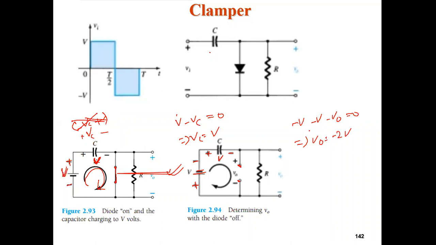So what happened: during the positive half cycle, in the left side figure, what is the output voltage? It is 0, because the diode is shorted, so these 2 points, upper and lower, are directly shorted, so V0 was 0. During the negative half cycle V0 equals minus 2V. So I will draw another figure, the output waveform: during the positive half cycle my output is 0, and during the negative half cycle my output is minus 2V.